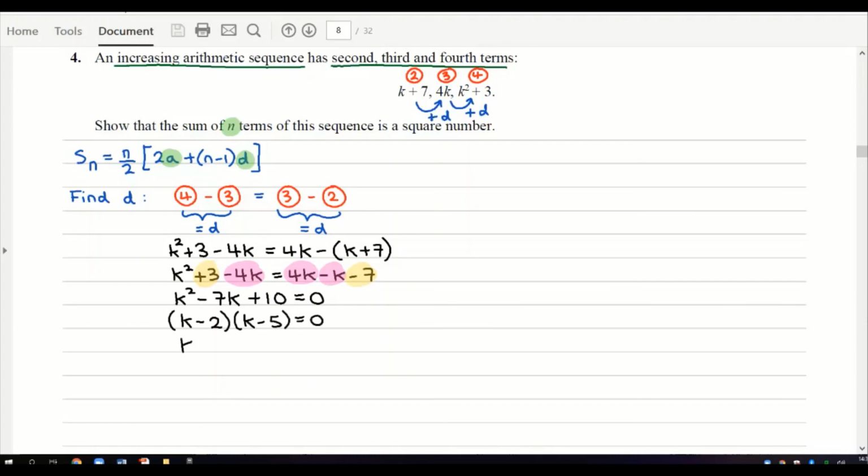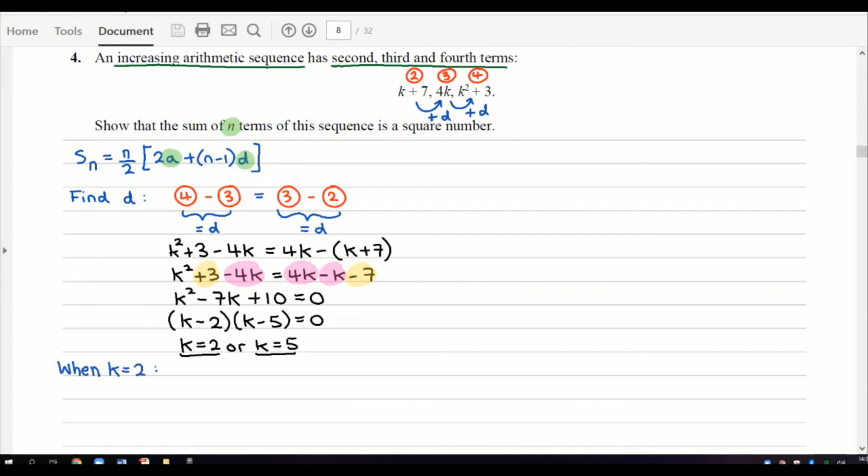So either k equals 2 or k equals 5. Right, now that we've got that, we've got two values of k here. How does this help us? Well, if we have two possible values of k, this is going to generate two different sequences, isn't it? So we need to establish what's going on with each sequence. So let's have a look at when k equals 2, and see what happens.